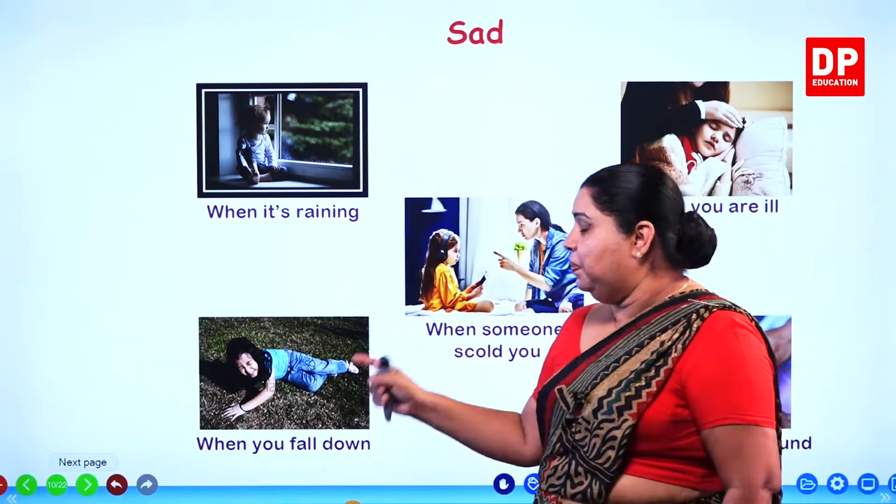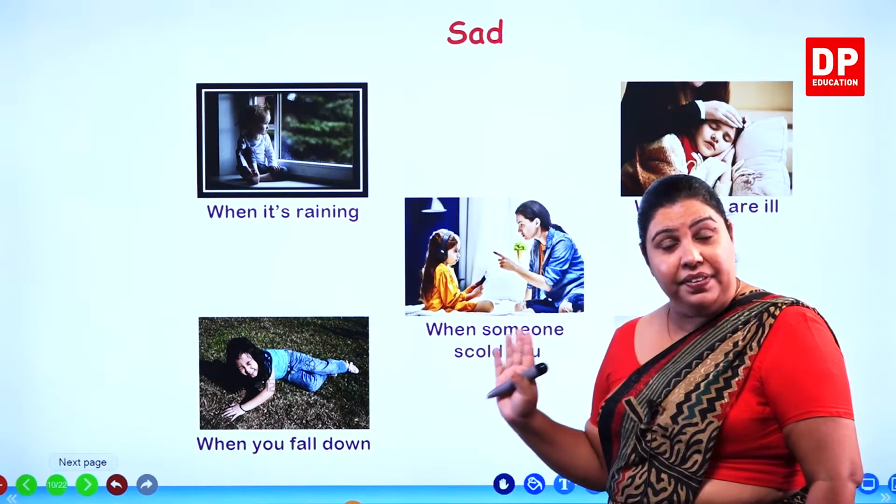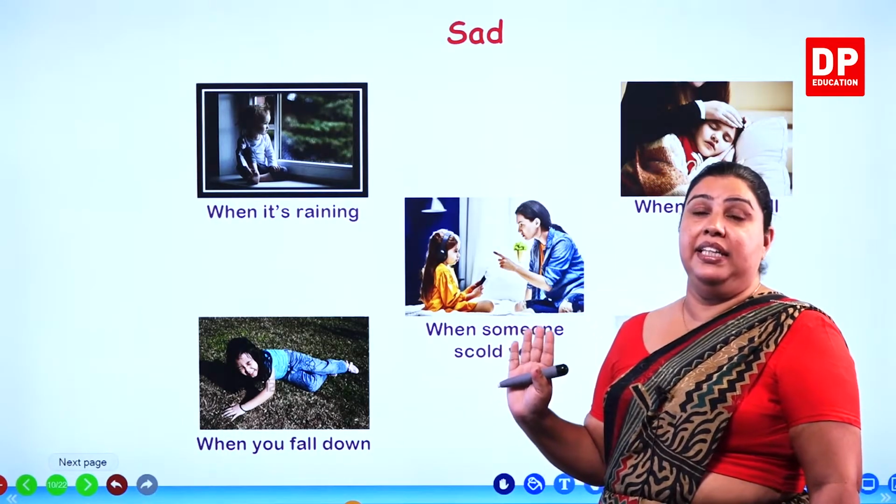Now look at this picture. When you fall down, you will feel sad. When you fall down, look at her face. She is not happy. She is in pain. So when we are hurt, when we fall down, when we have a wound, are we happy? No, at that time we are sad. So that is one of the other times that we will feel sad. We are not happy at these times.